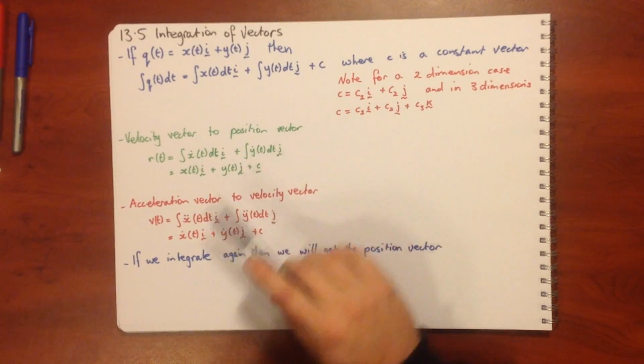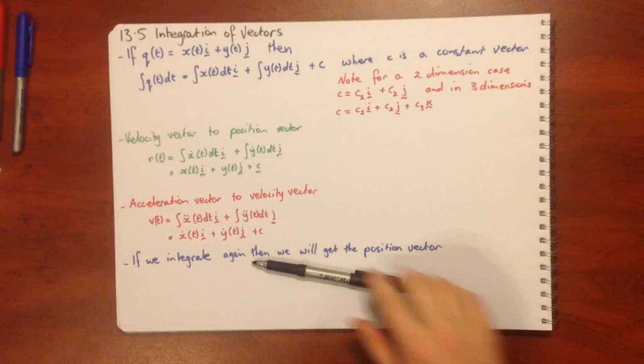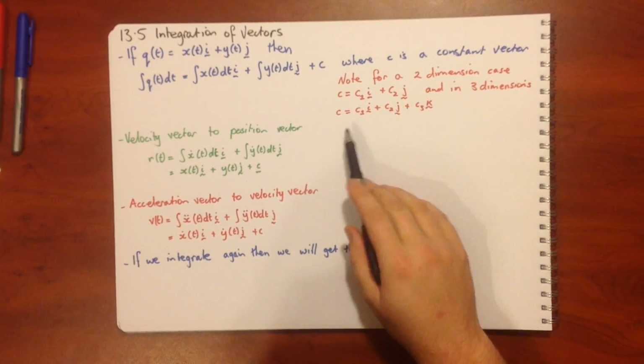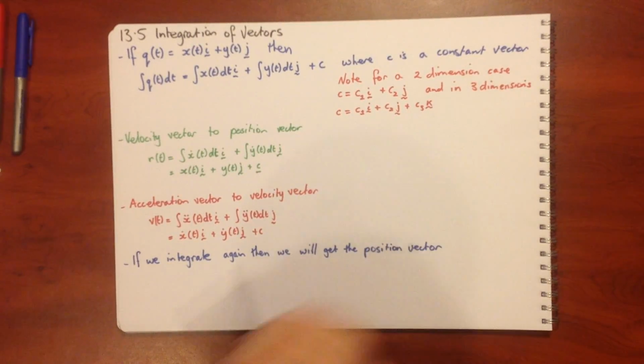We say that c is a constant vector. So for a two-dimensional case, c equals c1 i plus c2 j, and in three dimensions, c equals c1 i plus c2 j plus c3 k.